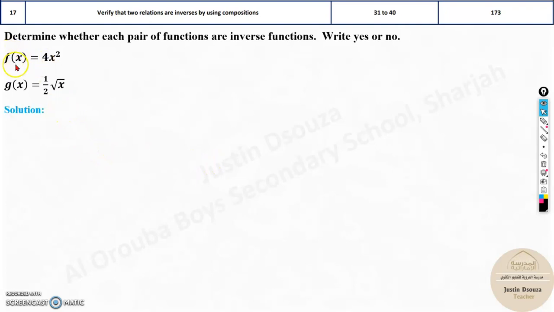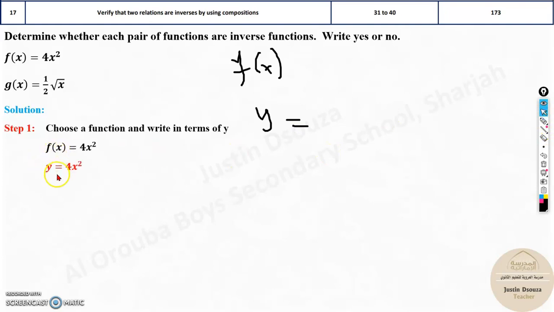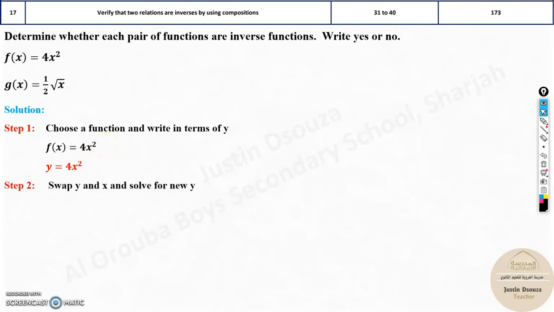First is, instead of the function f of x, write y. f of x means it's the function of x, so that is equal to y. So instead of f of x, we write y equals 4x squared. Now the next thing is to swap x and y. What you do over here is change x to y and y to x. Look over here, instead of y, I have written x, and instead of x, I have written y. We are swapping the x and y.